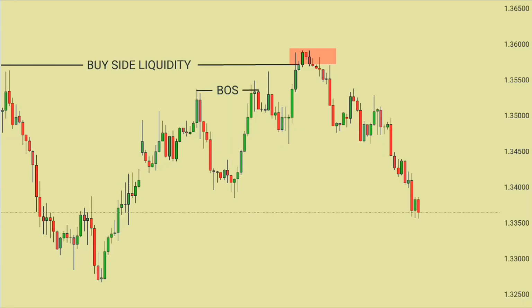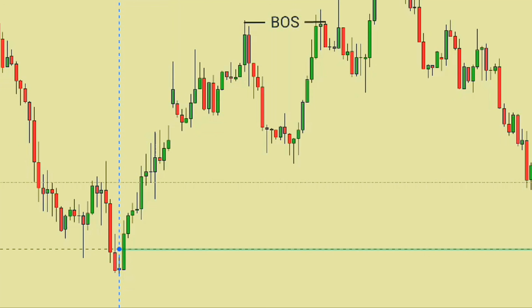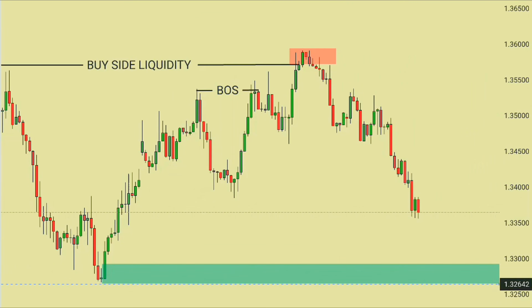This break of structure tells us smart money has shifted direction. Now the market is no longer bullish. It's preparing for a move down. And this is where most traders are still stuck, thinking price will go higher. Now, after the break of structure, price starts moving down. But smart money is not chasing the market here. They wait, because they know price will return to a key area, and that area is the demand zone.